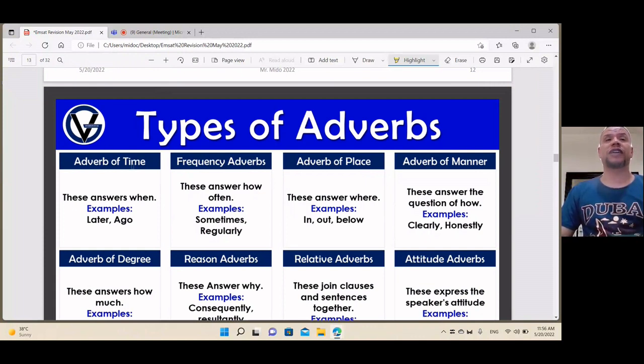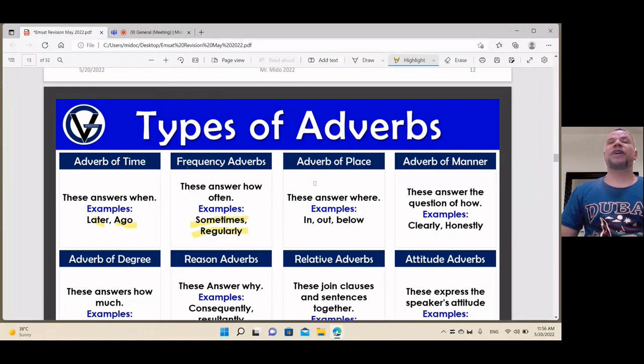Adverb of time, like ago, 3 years ago. Ago is an adverb. Later, I came to the school later. So it means adverb, yes. Adverb of frequency, something repeated: sometimes, usually, often, always, regularly, rarely, hardly, and so on. All of that are adverbs of frequency.